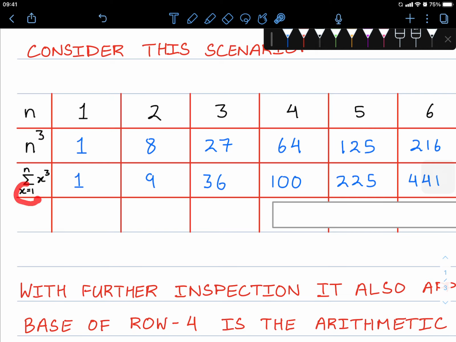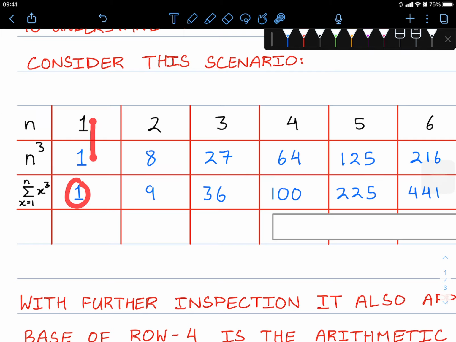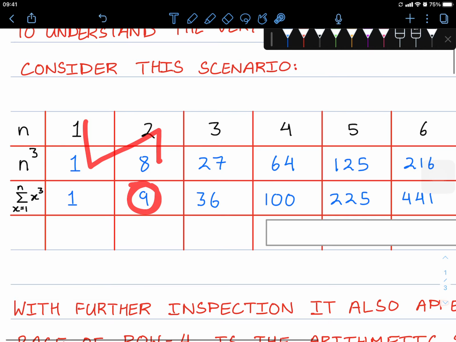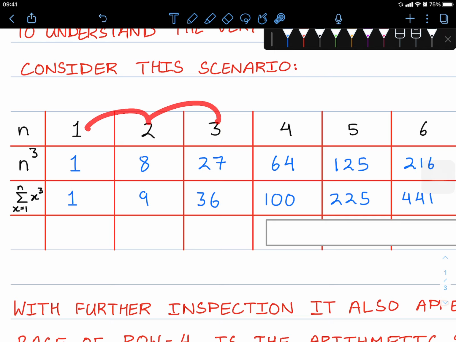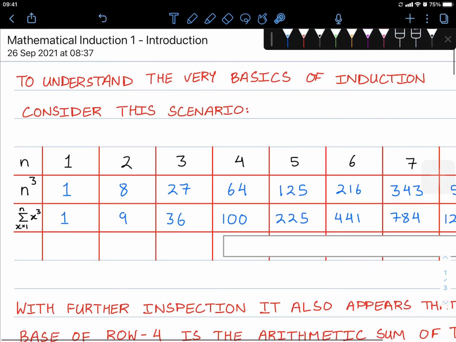So for example, this is just 1 cubed. This next entry is 1 cubed plus 2 cubed, which equals 9. This 36 is 1 cubed plus 2 cubed plus 3 cubed, and so on.